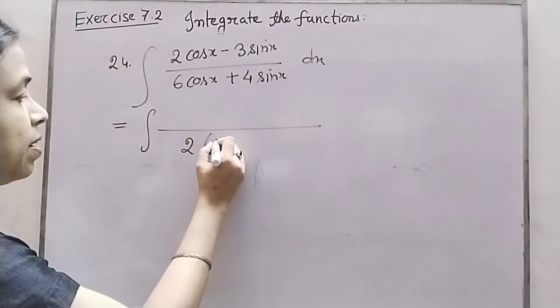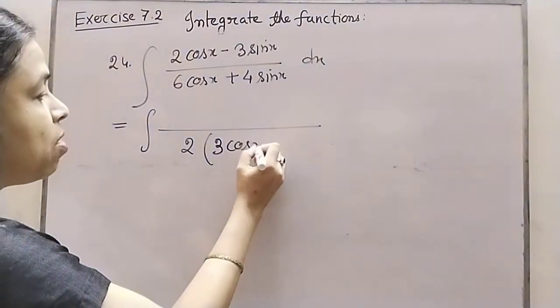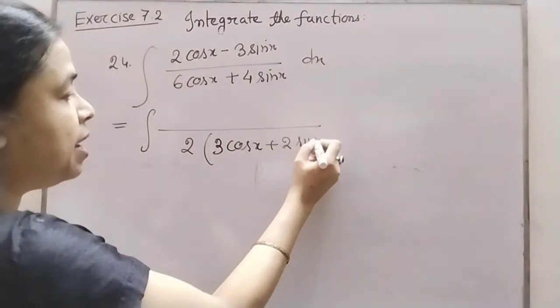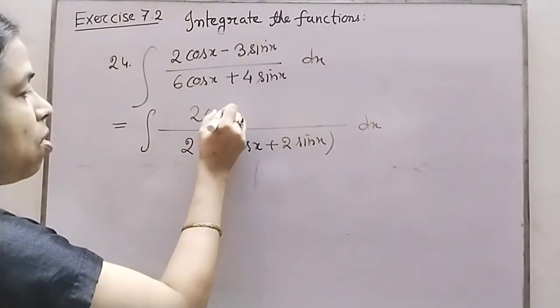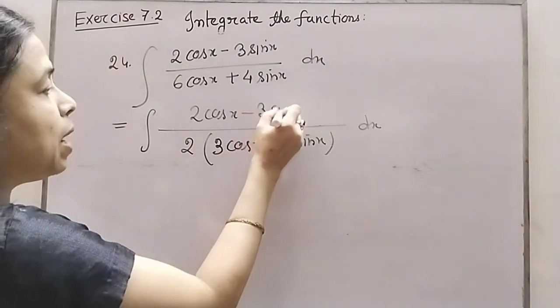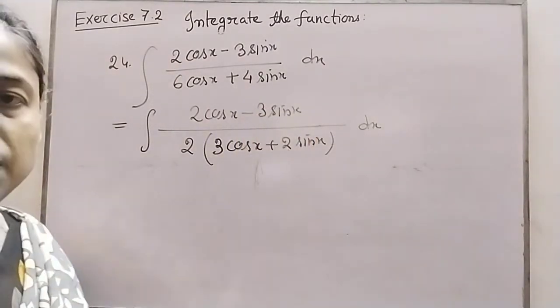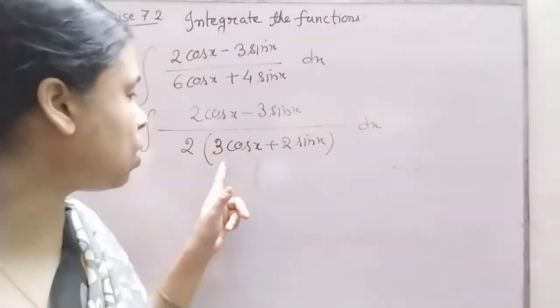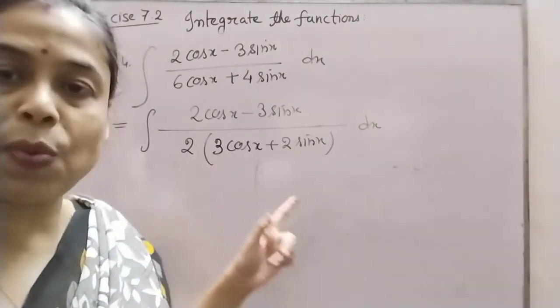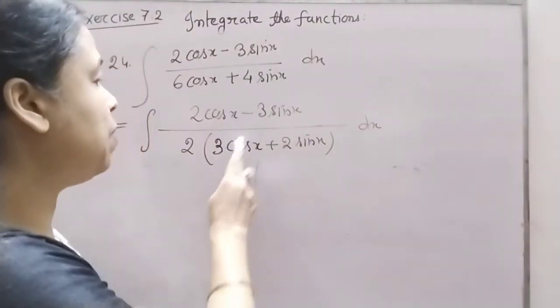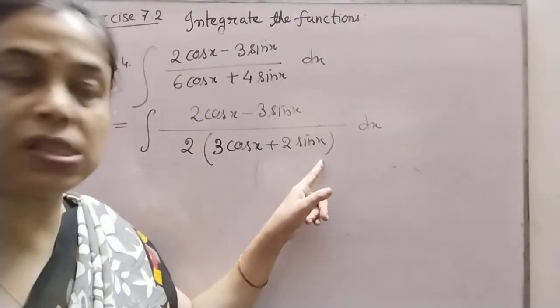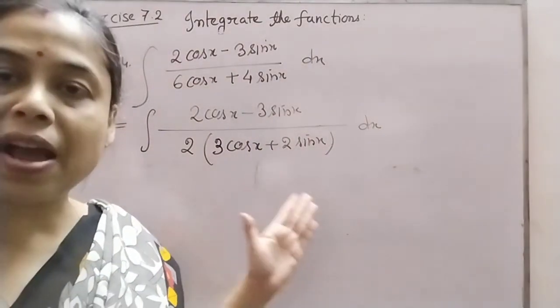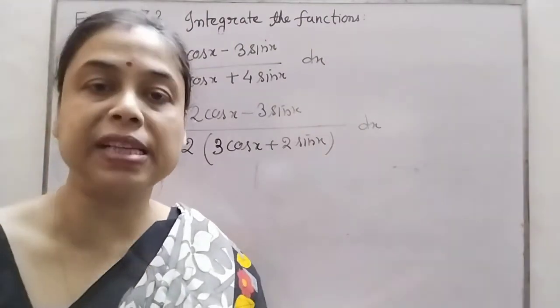So 2 I can take common, what is left? 3 cos x plus 2 sin x. Now again check whether its derivative is present in the numerator or not. So you see, d/dx of cos x is what? Minus sin x. 3 times minus sin x is there. The derivative of 2 sin x is 2 cos x, it is there. That means the derivative of the denominator is present in the numerator.